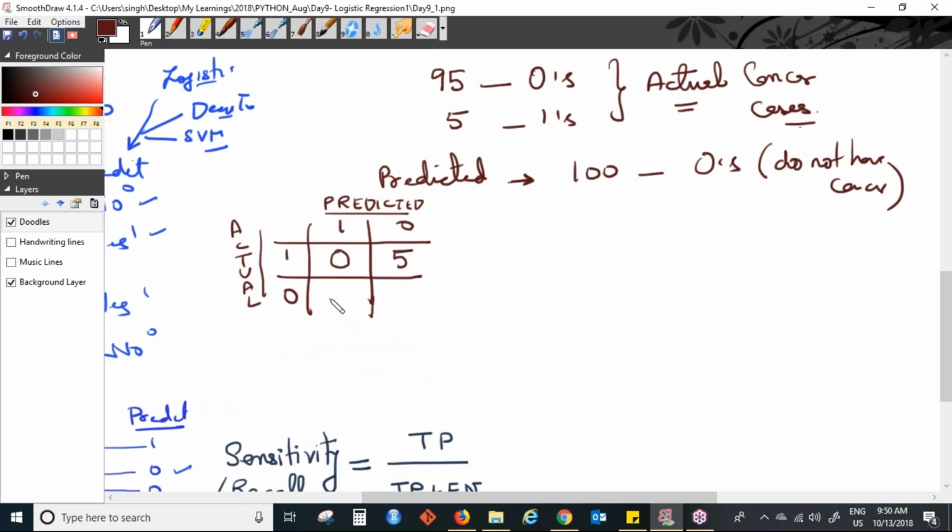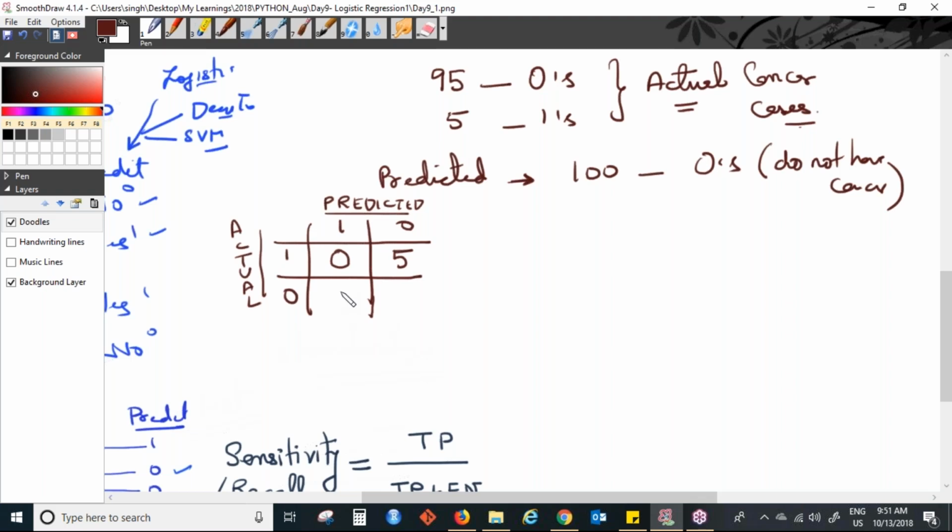What will be this number? 95. So are you predicting 95 ones? Sijo, look at the column. The column is 1. It is 0. You are predicting 0 ones, so it will always be 0. And this one will obviously be 95 because the total has to be 100. Right? So this is what you get as the confusion matrix.